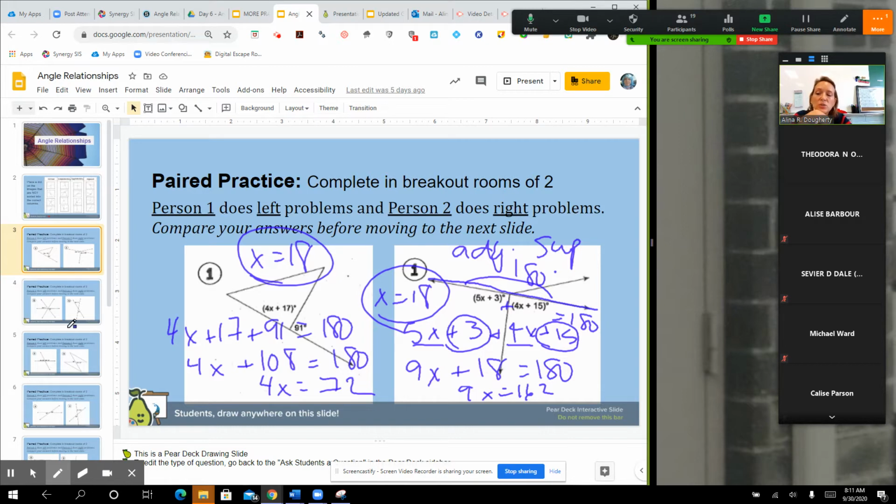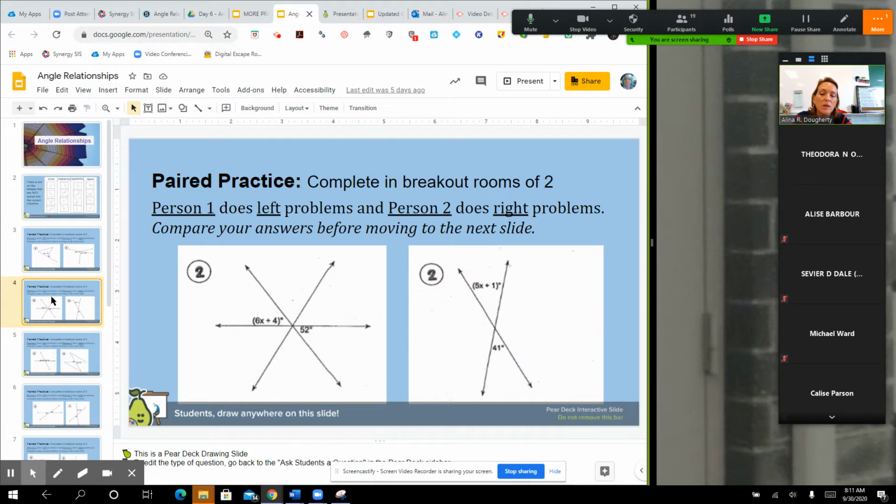What I want to do is put you in breakout rooms, and one person will do the question on the left and the other one will do the question on the right. And then you'll compare answers. Do we feel like we want to do that in breakout rooms, or do we want to keep practicing a little bit together before we do that? Where's your comfortability level? Keep practicing? Okay. So let's go to slide 4.